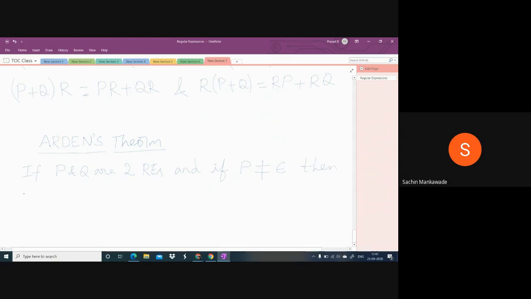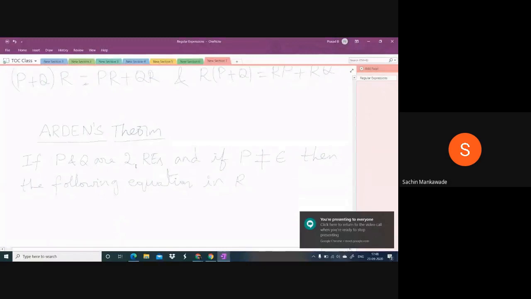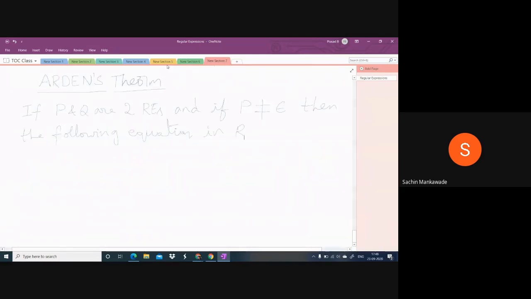Then the following equation in R has a solution. If P and Q are two regular expressions and P is not equal to epsilon, then the following equation in R, that is R equal to Q plus RP.